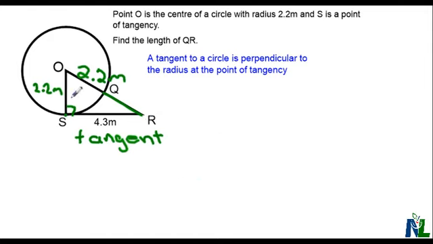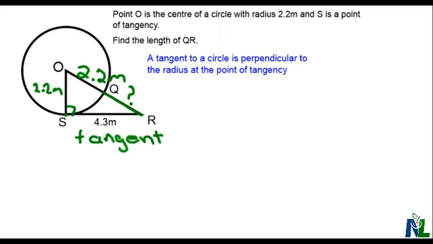So now we have a right triangle. We know one side of the right triangle because it's a radius. We know another side of the right triangle, which was given in the question, the 4.3 meters. And we're looking for this little piece right here, QR. QR is not a side of the triangle, but it's part of a side of the triangle. If we find the side OR, we'll be able to chop away the piece we don't want and be left with QR.